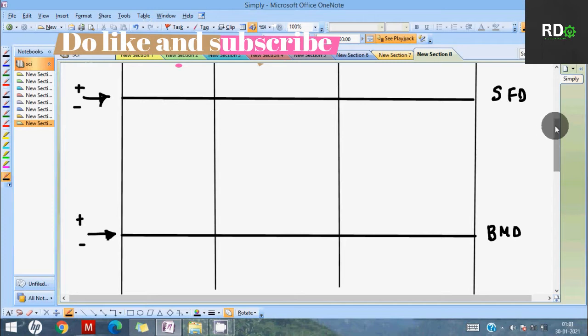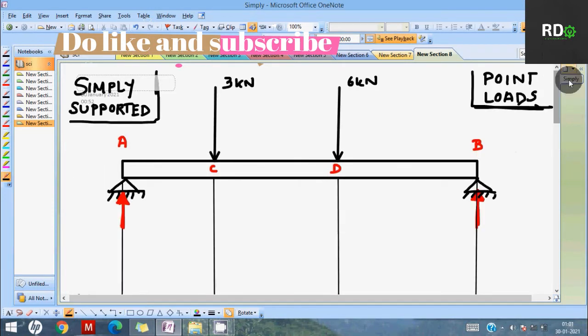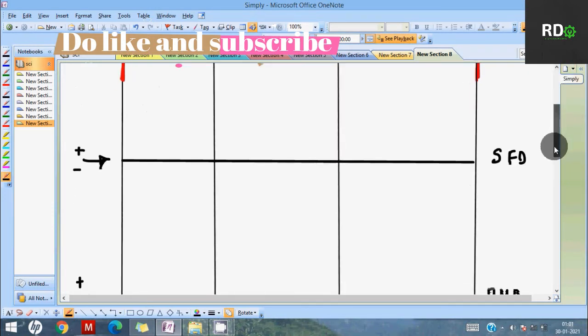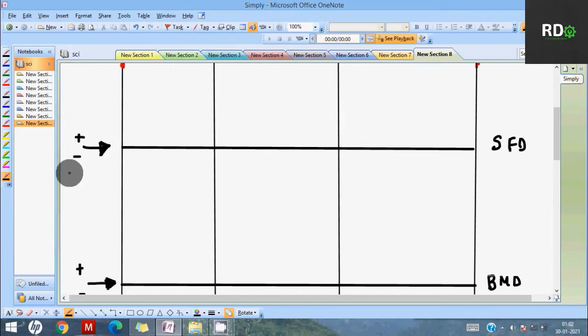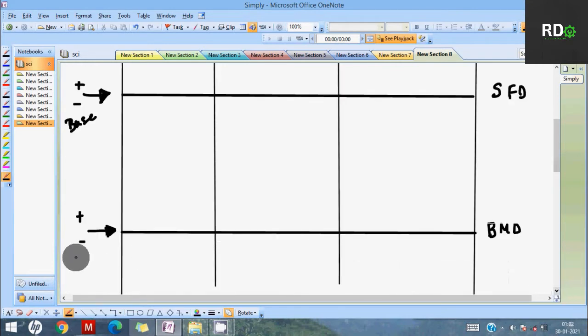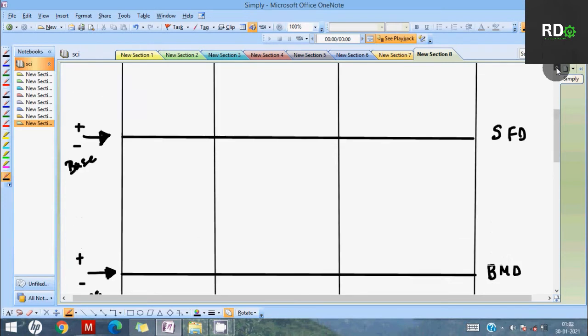And please mind that for simply supported, all will be in the positive direction, or the positive y-axis. As you can see, I have shown you the baseline, where you have to draw above the baseline. This is the baseline I'm talking about. So please be mindful of that.